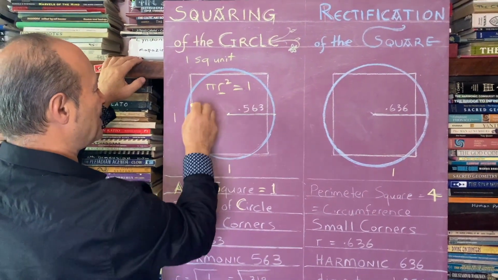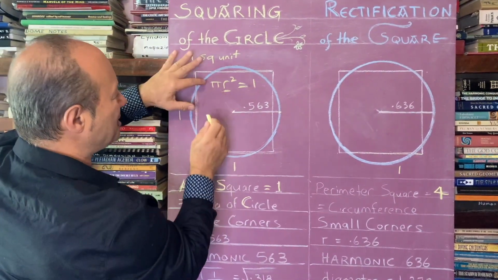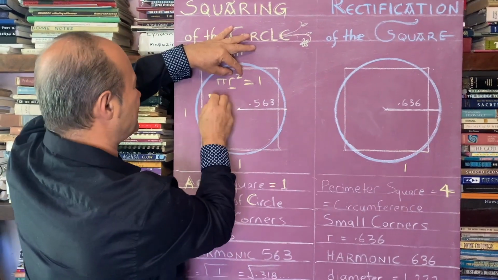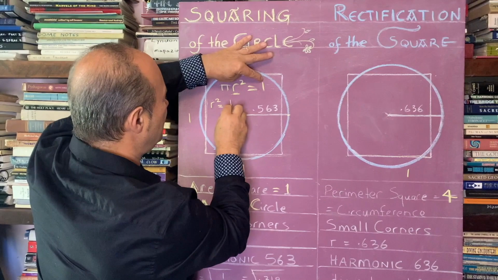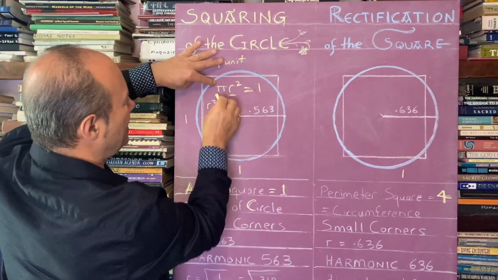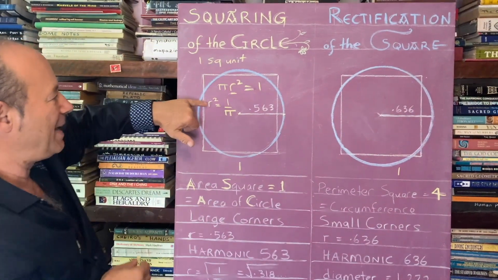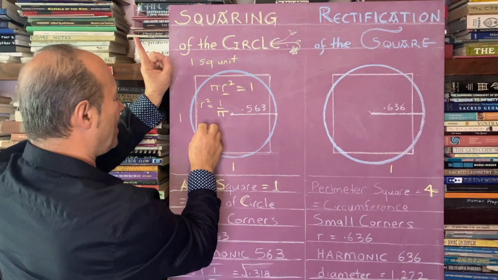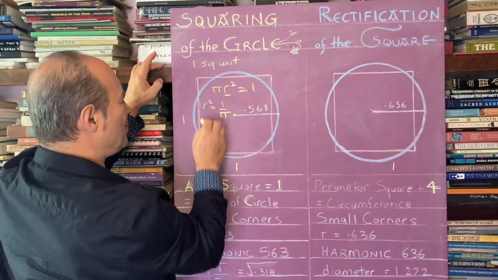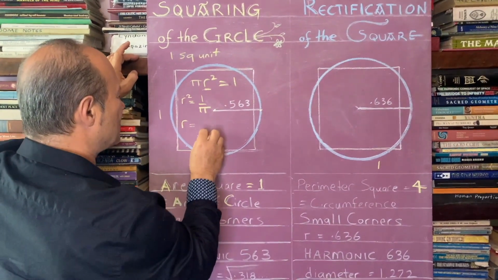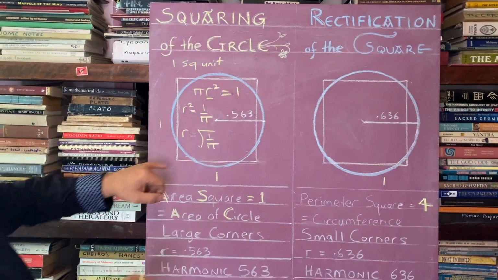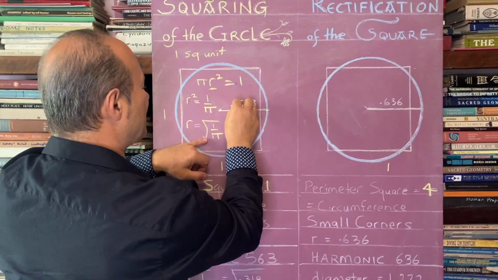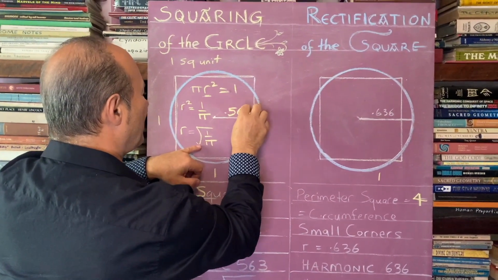So I'm going to divide both sides by pi because I want to get r squared on its own. So r squared equals 1 divided by pi. So I've got rid of that pi. But we don't want r squared. We just want 1r, which means we take the square root of both sides. So r equals the square root of 1 on pi. And that has a value called 0.563. So that's how I calculated 0.563.